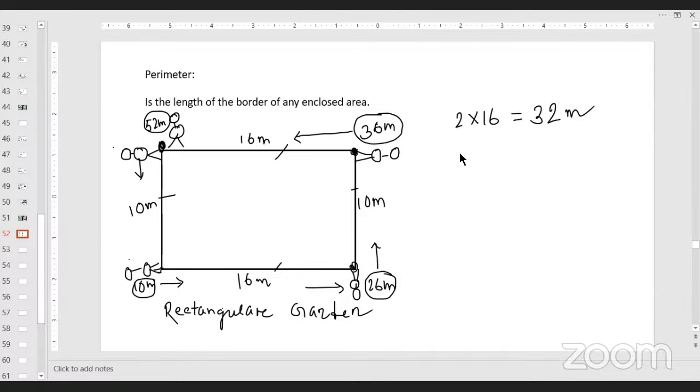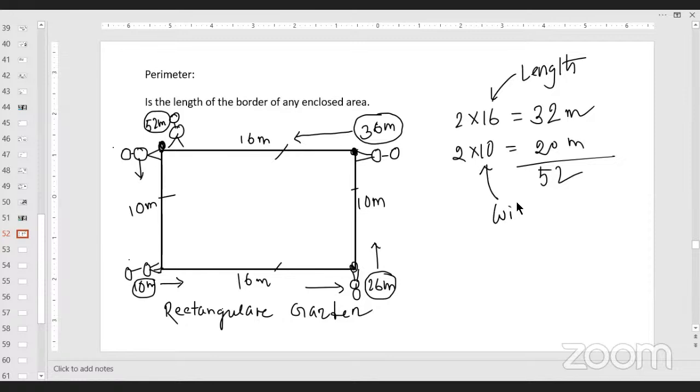and 2 into 10 equals 20 meter. Sorry, 20 meter. Right. So now we can say 52. In this way, we can say also. That means this 16 is the length of this rectangle, right? This 16, what is it actually for this rectangle? It's called the length. And what is this? This is the width, right? What is the width? 10 meter, right?